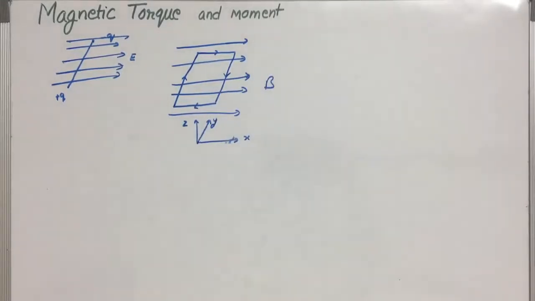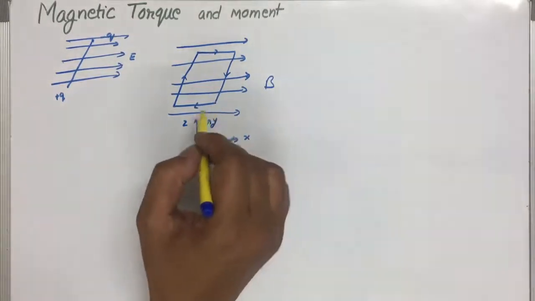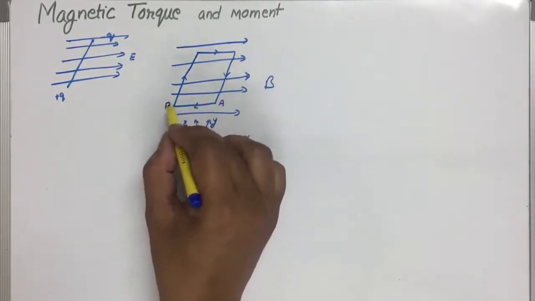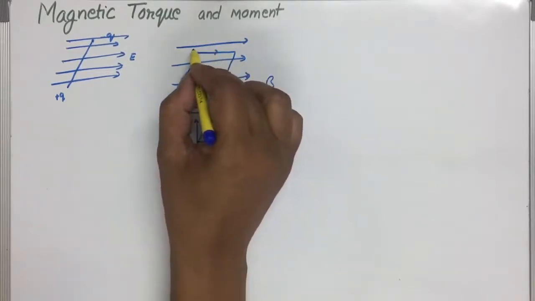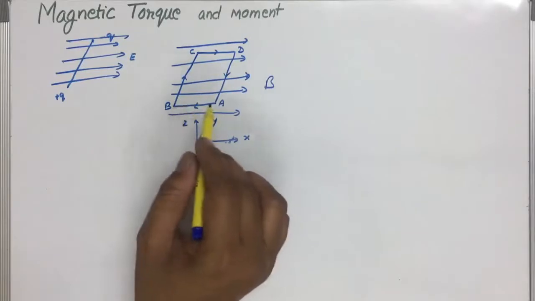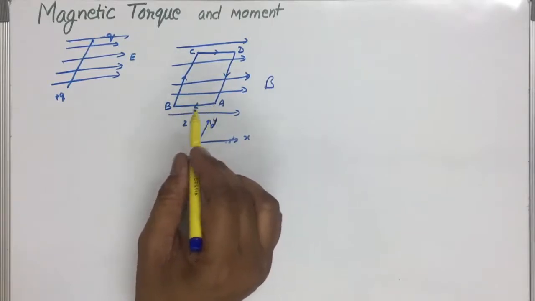If we have this configuration, then before coming to the torque, let us try to find how much force will be experienced on this loop. So consider a few points there, A, B, C and D. There are 4 sections, so let us find the force acting on them.